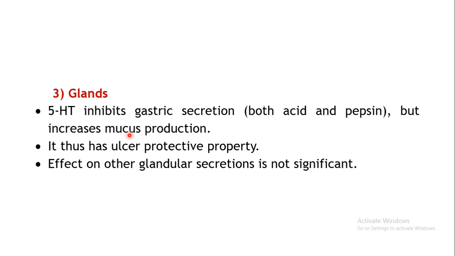Mucus production forms a protective layer so that your stomach mucosa does not come in direct contact with your acid. When this mucus layer is disrupted, acid will come into contact with your mucosa and start damaging it. So that's how 5-HT has an ulcer protective property. In the GIT, that is basically in your stomach, it does not produce any significant effect on secretion of the other glands. Mainly it affects the secretions in your stomach.